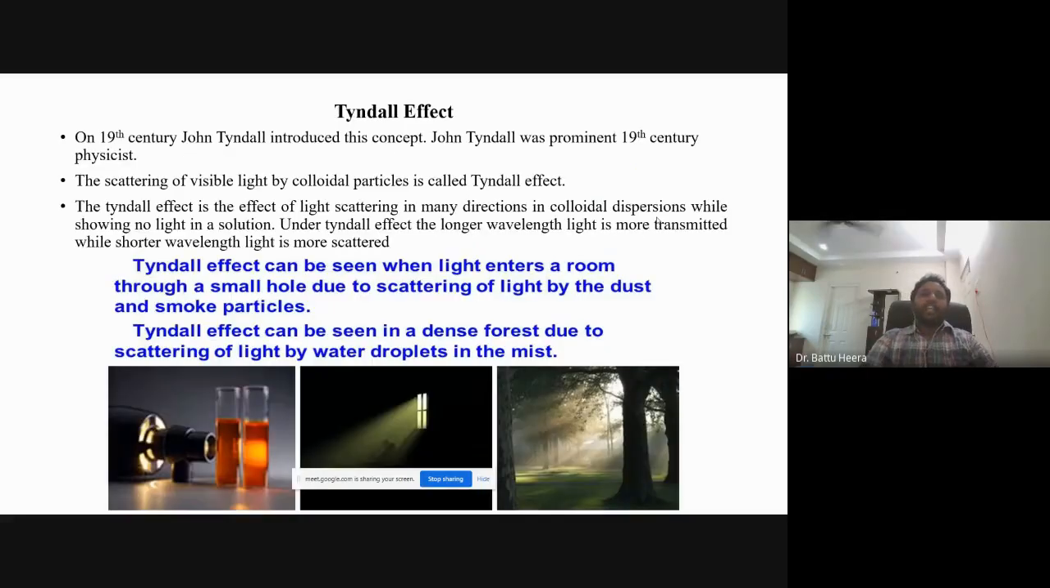So this is the Tyndall effect. The Tyndall effect concept was first introduced by John Tyndall, a very good physicist of the 19th century.